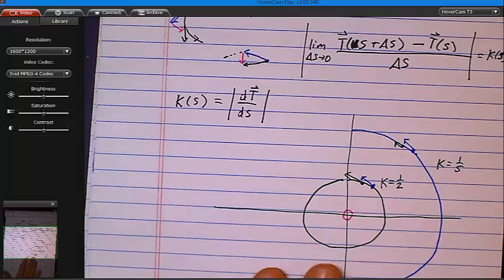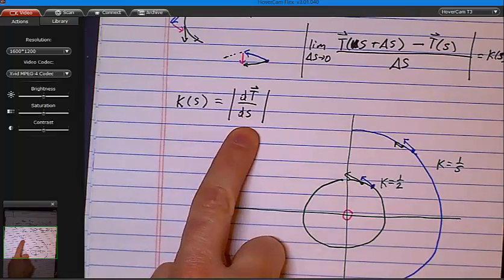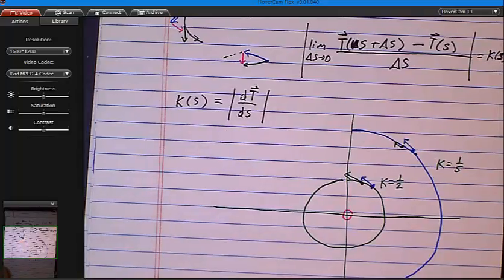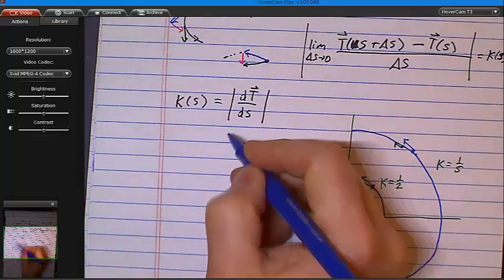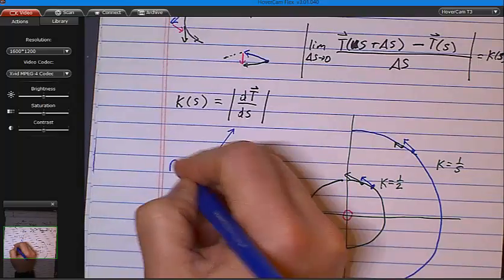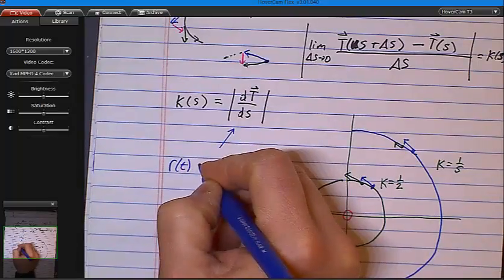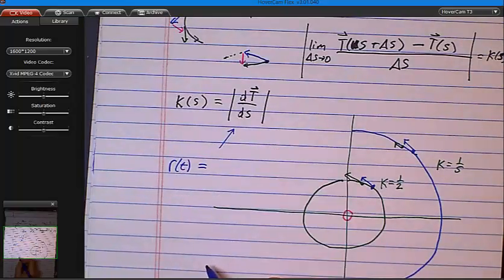And of course, everything I'm doing here, I could just be doing on the plane. Now, it's funny because the definition requires this, but this is hard to use because most of the curves I'm given don't have s as the parameter. I'm going to give you some curve r of t, and I'm going to say find the curvature.